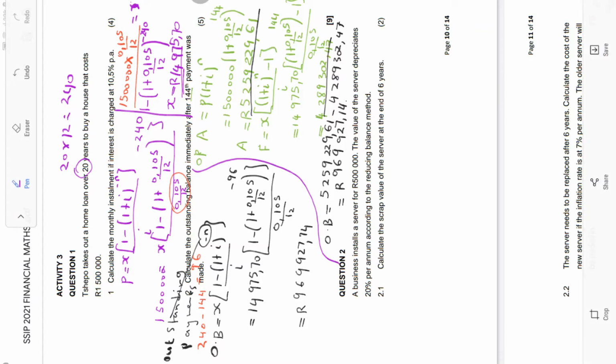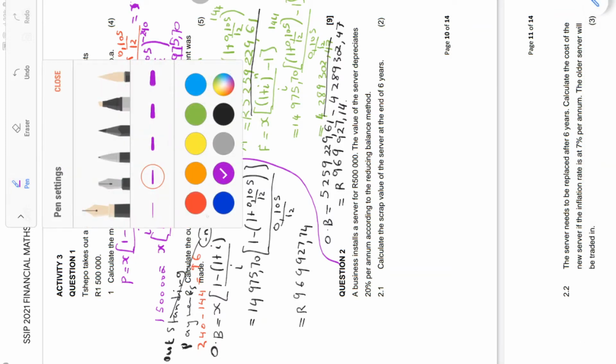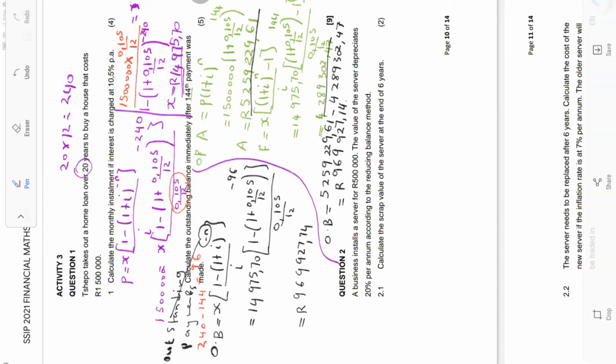So let's go to question number 2. Question number 2 says, a business installs a server for 500,000 rands. The value of the server depreciates at 20% per annum according to the reducing balance method. Calculate the scrap value of the server at the end of 6 years.